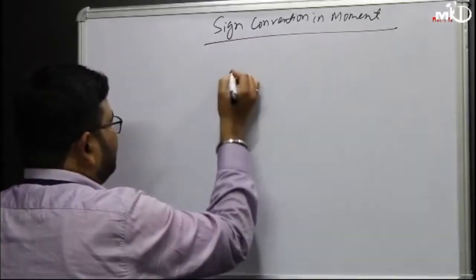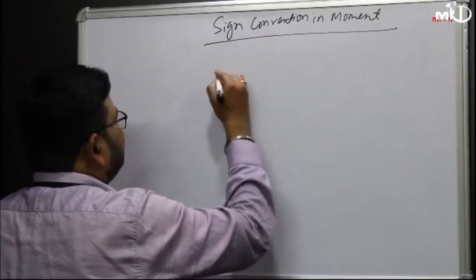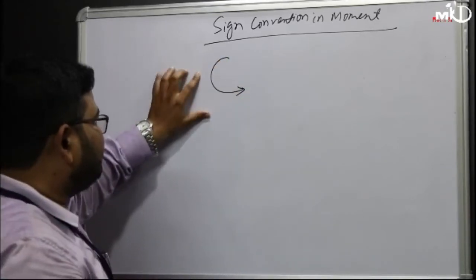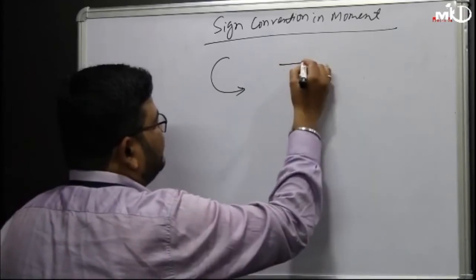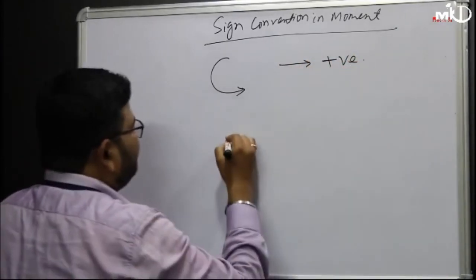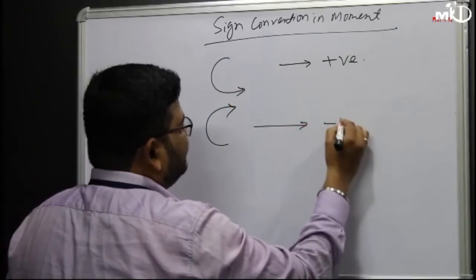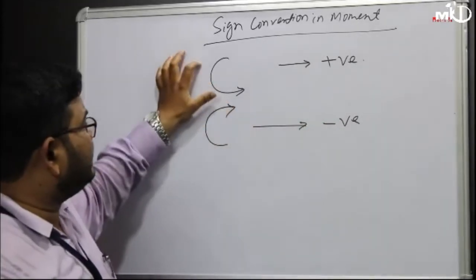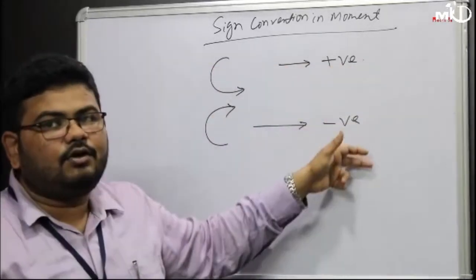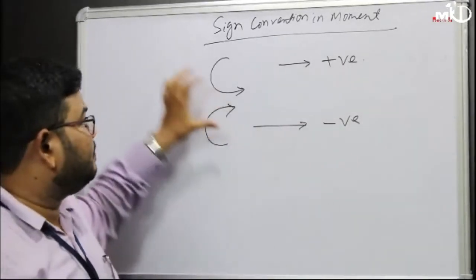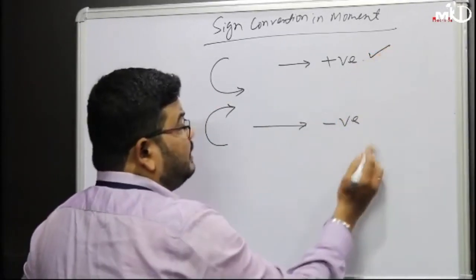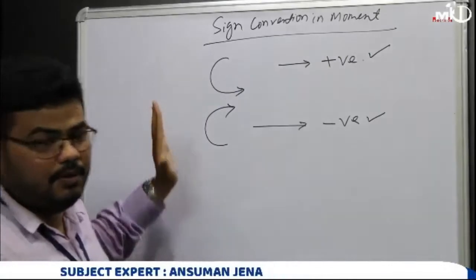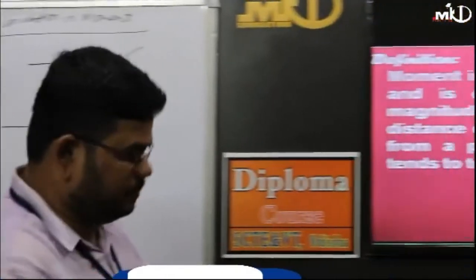See, if you take the moment in anti-clockwise direction, you can take it as positive, and if the moment is in clockwise direction, you can take it negative. You can use this sign convention according to your wish. You can also take anti-clockwise as negative and clockwise as positive according to your wish. But if you take clockwise as positive, then anti-clockwise should be taken as negative, or else you cannot solve the problem. You will not be able to solve the problem.